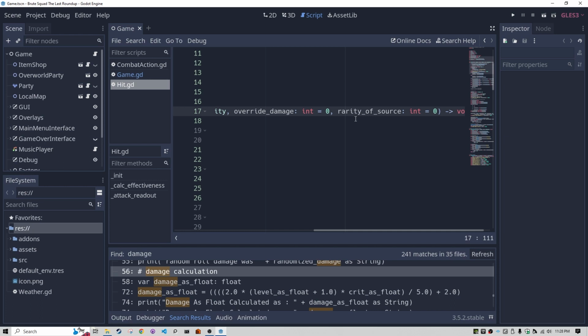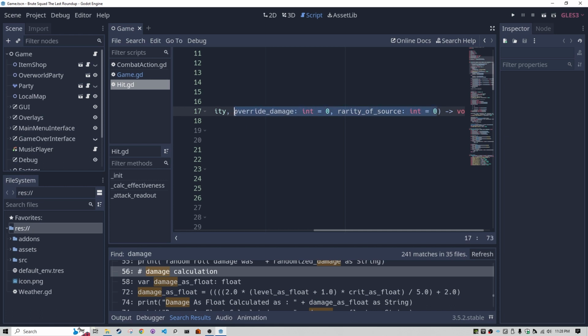because in our game, each move has a rarity. It's green for common, blue for rare, and purple for epic. World of Warcraft, please don't sue us. But there are certain moves that interact with that idea. So here's another parameter that we get. The name of the parameter is rarity of source. It's an integer, and we're defaulting to 0.